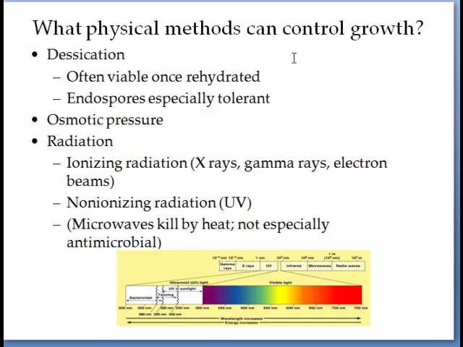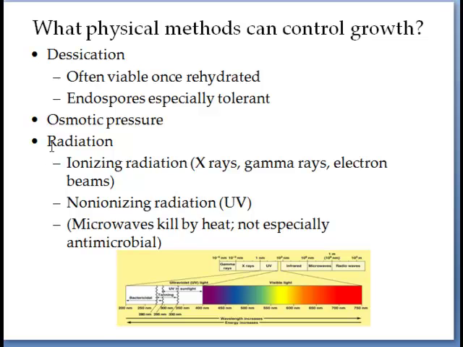Some other physical methods that can also be used to control growth include desiccation, which means total removal of water, or dehydration. Endospores are especially tolerant to desiccation. For example, dried bananas and dried peaches are all desiccated because the water has been removed. A change in osmotic pressure can also control growth. For example, salting and making pickles change the osmotic pressure, and that will affect the growth.